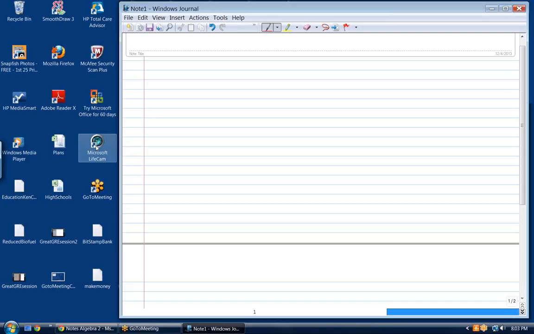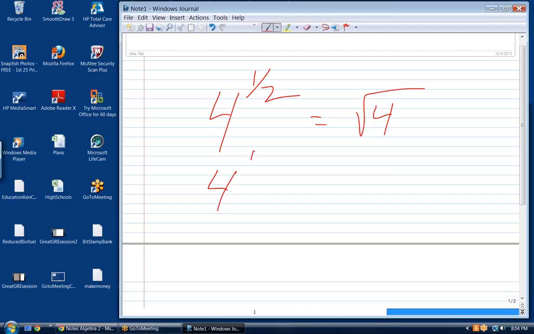Radicals and what did you say besides that? Radical functions and rational exponents. Okay. So do you know what this means? No. It's the same as the square root of 4. Okay. This means the cube root of 4.